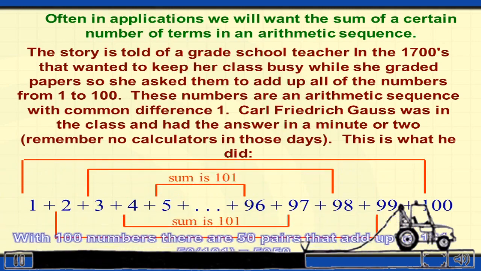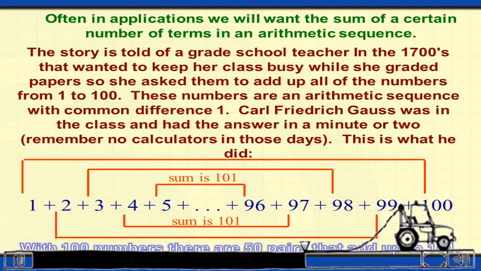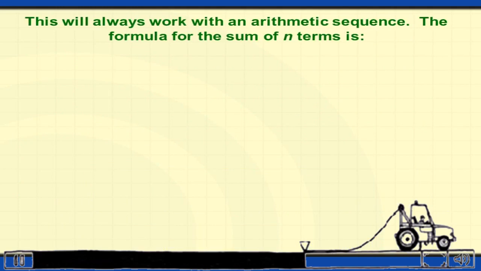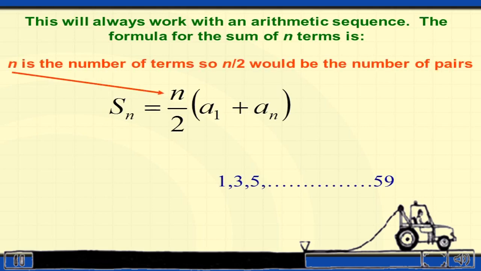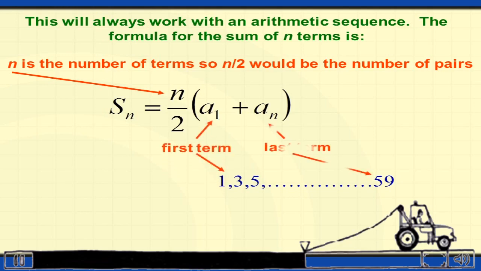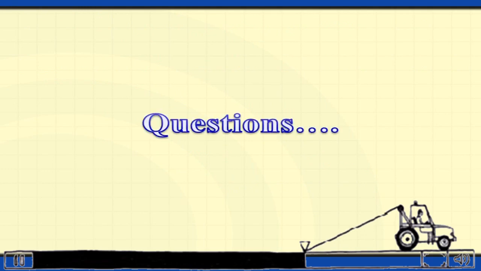With 100 numbers there are 50 pairs that add up to 101. 50 times 101 equals 5050. This will always work with an arithmetic sequence. The formula for the sum of n terms is: n is the number of terms, so n by 2 would be the number of pairs, times first term plus last term. Questions.